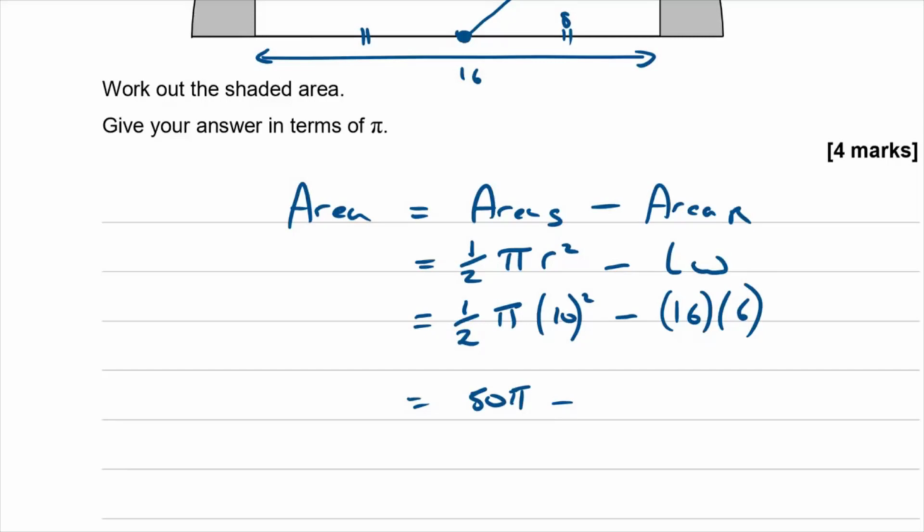10 sixes is 60, and 6 sixes are 36, so that's 96. So 50 pi minus 96.